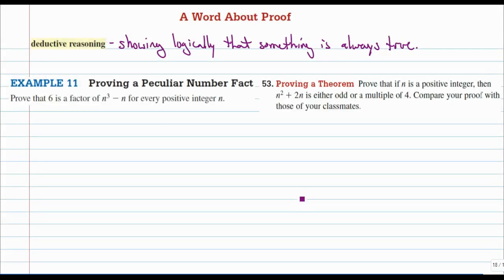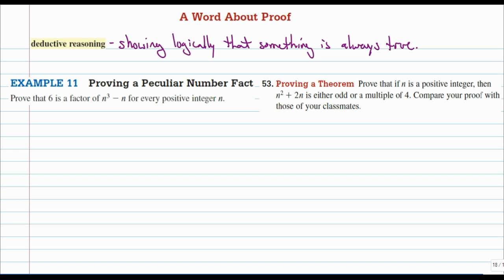This is the screencast for section 1.1, example 11. A word about proof: deductive reasoning. When somebody says, prove it, you're asking them to show you without a doubt that what they're saying is true. So deductive reasoning is showing logically that something is always true.